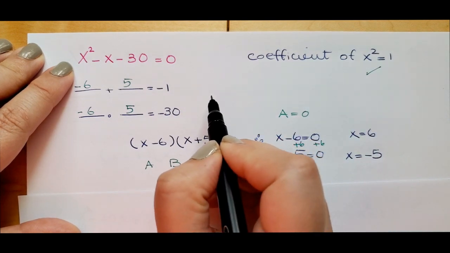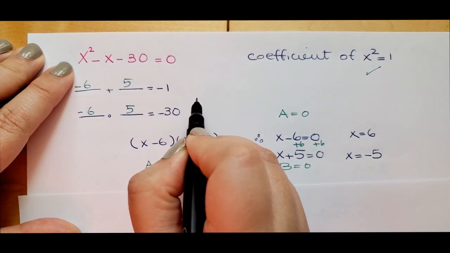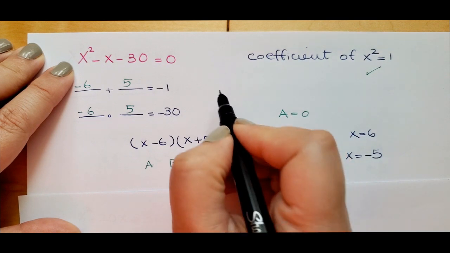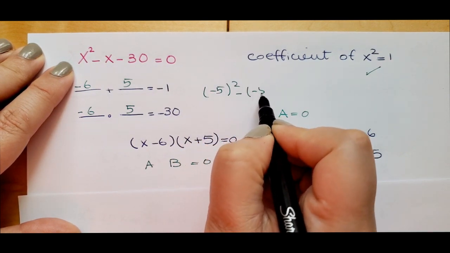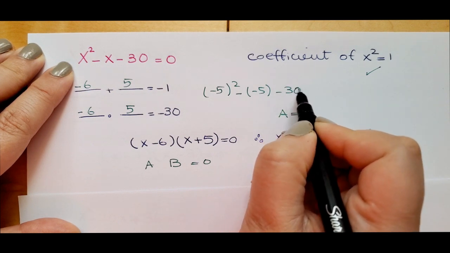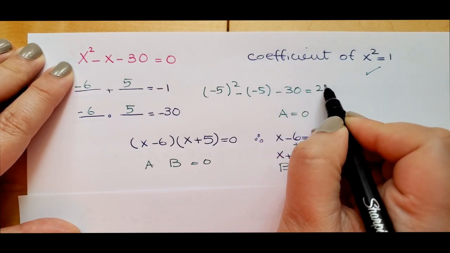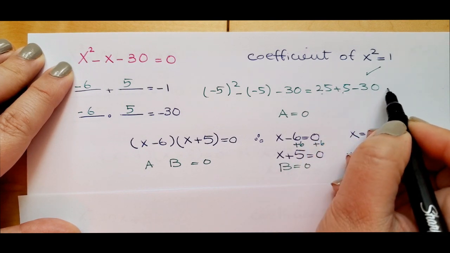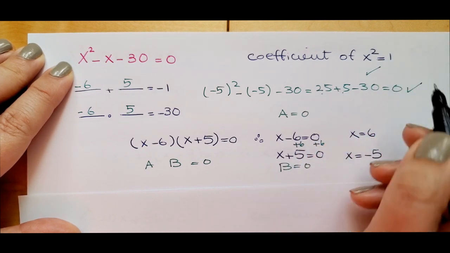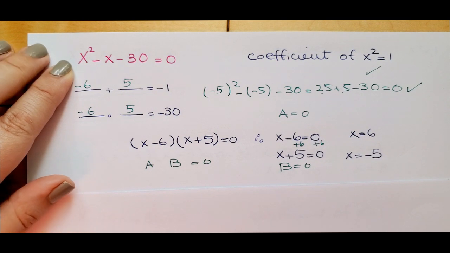And let's check the answer. So here I will substitute the negative 5. Negative 5 to the power 2 minus negative 5 minus 30. So it will be 25 plus 5 minus 30. 30 minus 30 is equal to 0. Perfect. So we are on the right track.